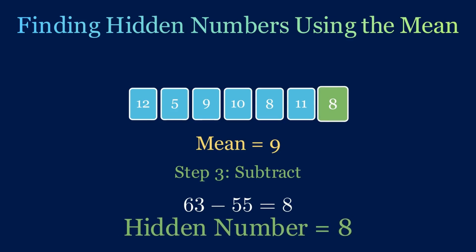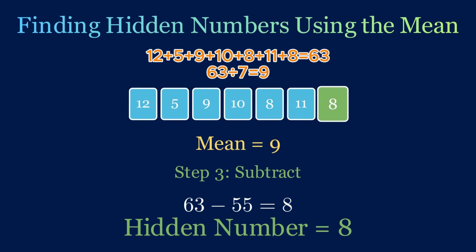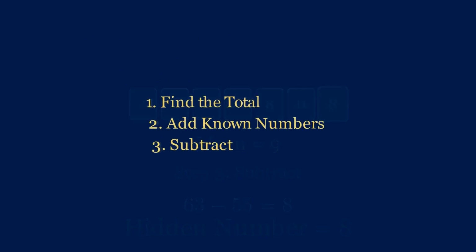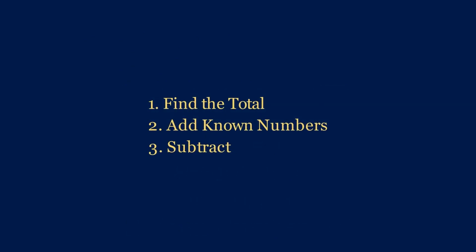Let's check. 12 plus 5 plus 9 plus 10 plus 8 plus 11 plus 8 equals 63. And 63 divided by 7 equals 9. Excellent. The hidden number is 8. Remember, when a mean and one missing value are given, find the total needed. Add the known numbers. Subtract to find the missing number. That's how we use the mean to find hidden numbers.